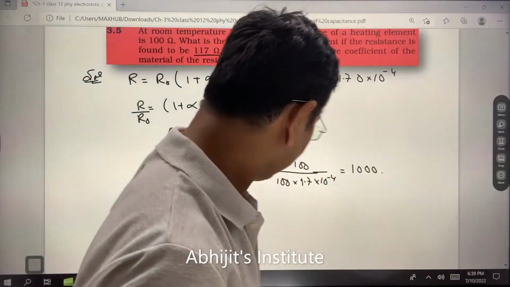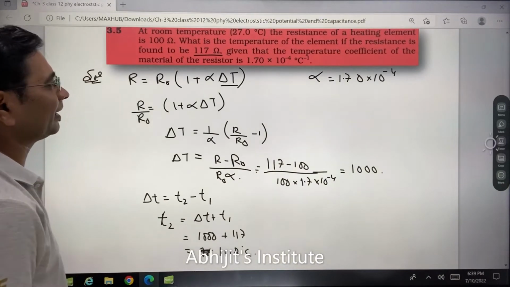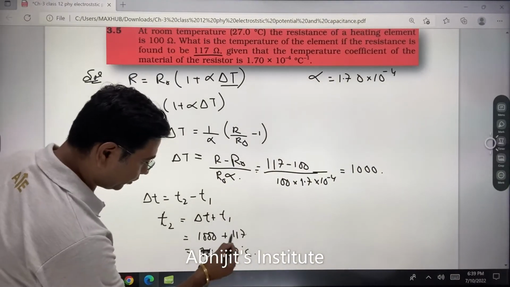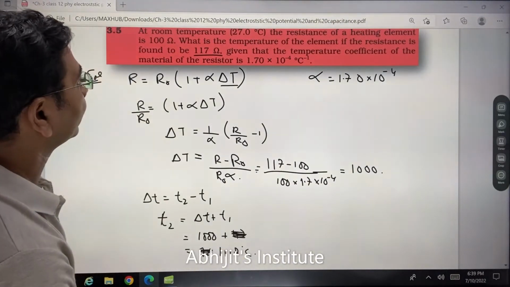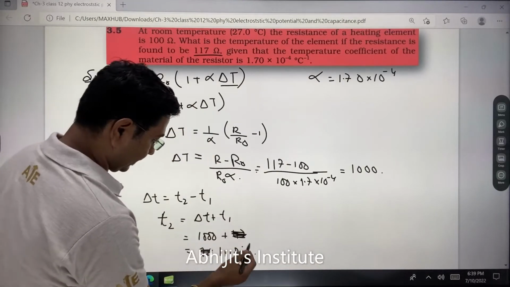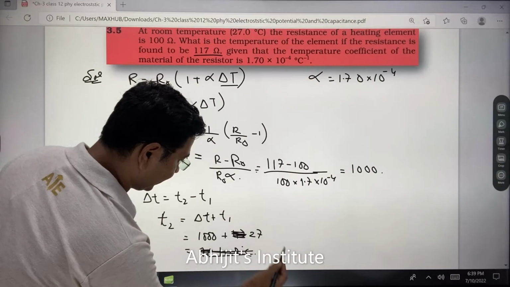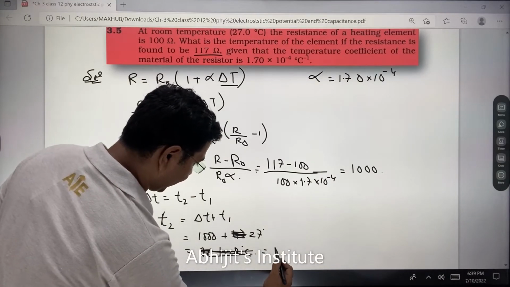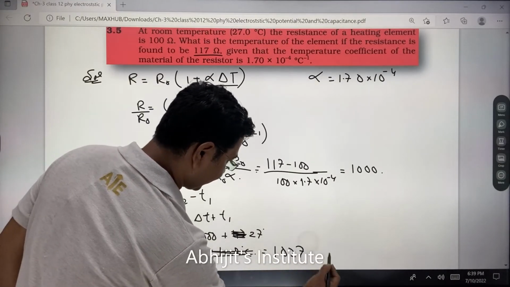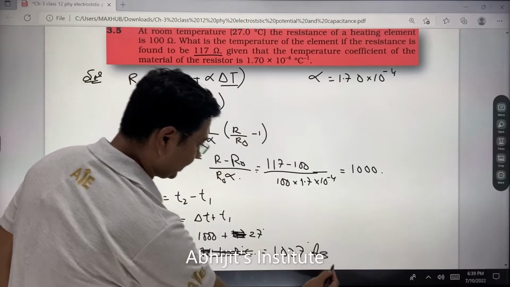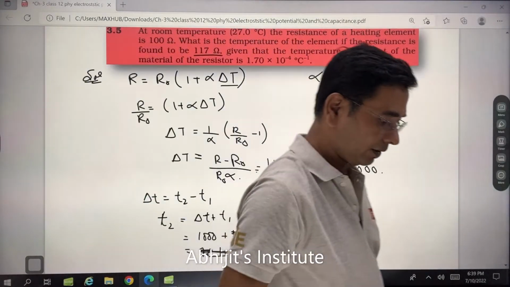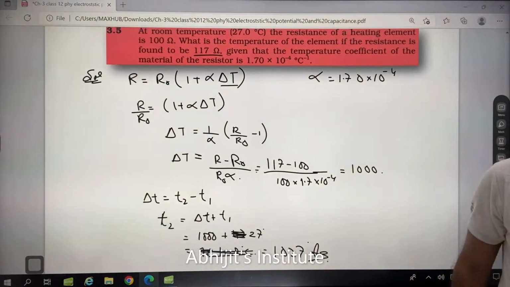So this is in centigrade, I made a mistake. It is in centigrade, so you don't have to take this room temperature. T1 is 27 actually, not this. Okay, degree centigrade, and that is equal to 1027. Yes, 1027. Right. Check it. Pause the video and note it down please.